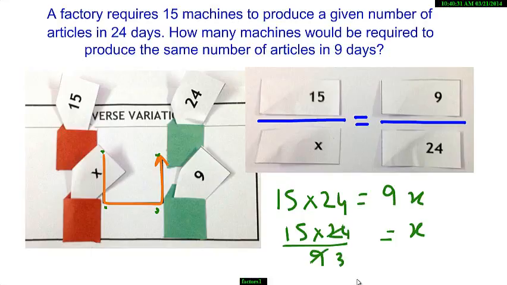You can cancel out. X is equal to 40. Therefore, we require 40 machines.